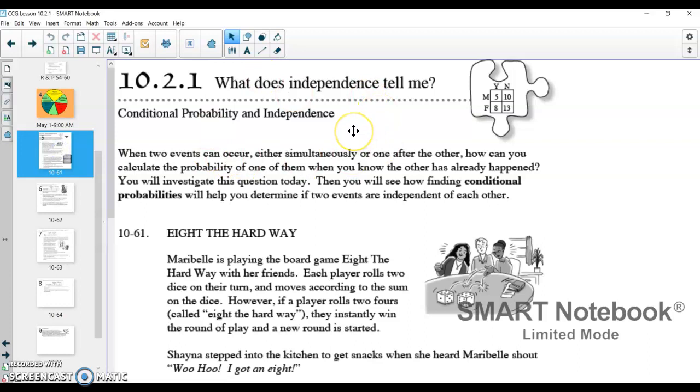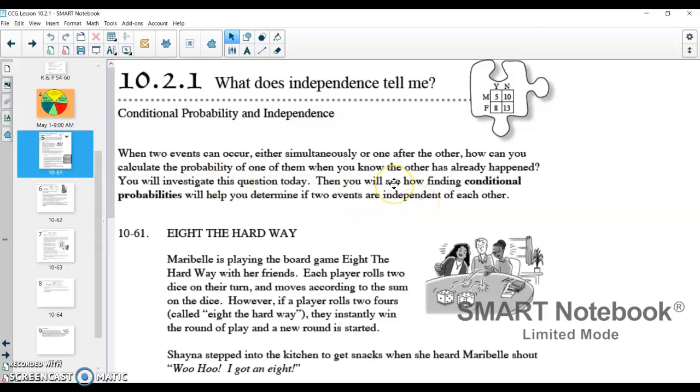So I'll read the intro because the intro is kind of important. When two events can occur either simultaneously or one after the other, how can you calculate the probability of one of them when you know that the other already has happened? You will investigate this question today. Then you will see how finding conditional probability will help you determine if two events are independent of each other.